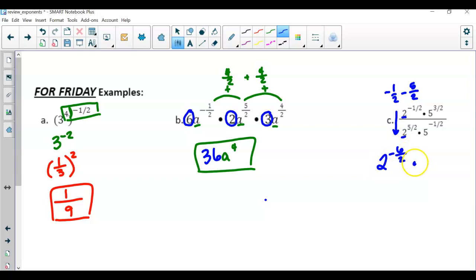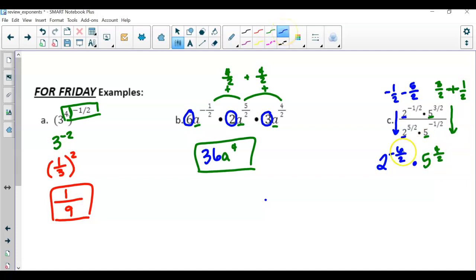-6/2. Then times, again, our bases are the same, so top to bottom, subtract. 3/2 minus -1/2. Notice two negatives making a positive. So this is now 5 to the 4/2.